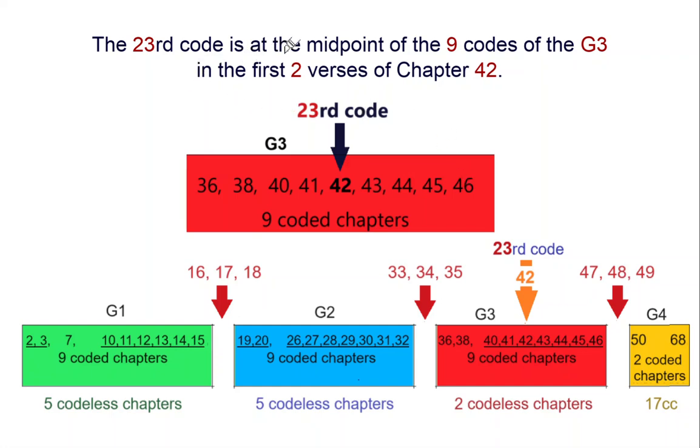The 23rd code is at the midpoint of the 9 codes of the G3, in the first two verses of chapter 42. So this is G3. It has 9 coded chapters here, and the 23rd code is in chapter 42. And you can see that there are 4 coded chapters to the left of it, and 4 coded chapters to the right of it. We have enlarged this one. Over here, we have chapter 42. There are 4 coded chapters here and 4 coded chapters here.